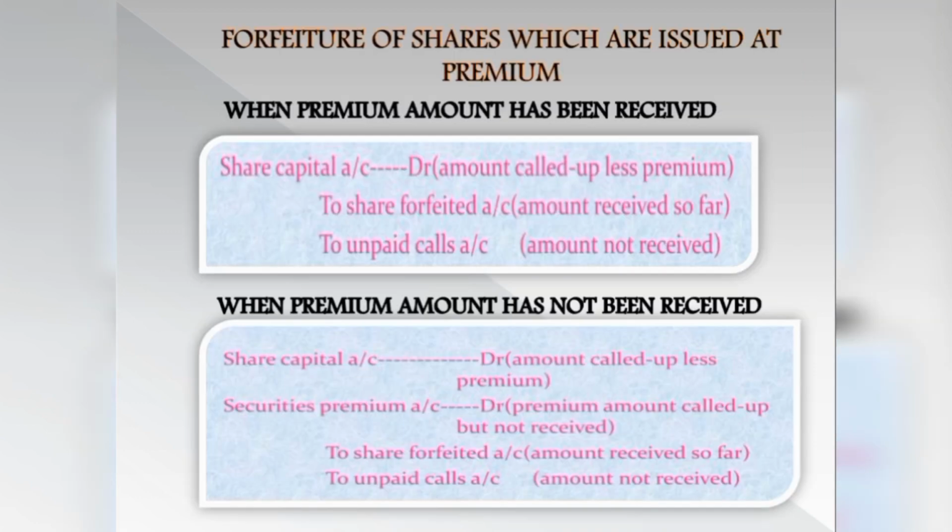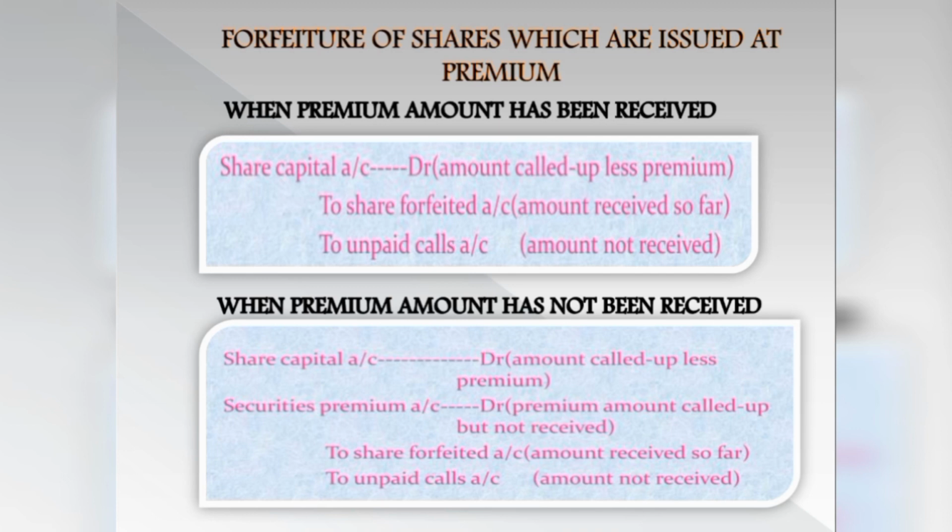When forfeiture of shares which are issued at premium, when premium amount has been received, the journal entry will be share capital account debit with the amount called up less premium, to share forfeited account amount received so far, to unpaid calls account amount not received.